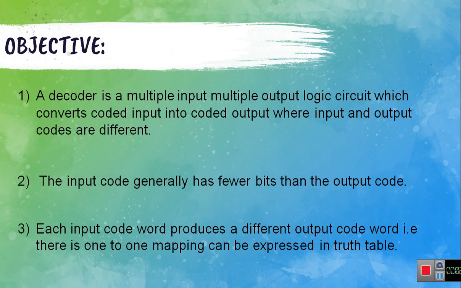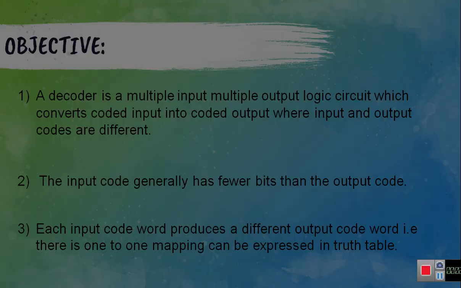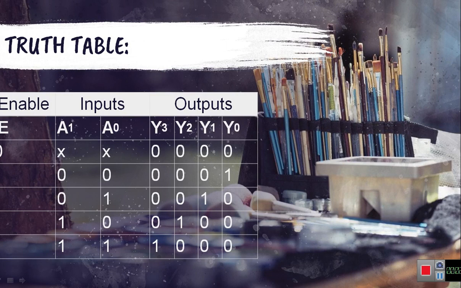And the objective of the decoder is, a decoder is a multiple input, multiple output logic circuit which converts coded input into coded output, where input and output codes are different. The input code generally has fewer bits than the output code. Each input code word produces a different output code word, that is, there is a 1-to-1 mapping, which can be expressed in the truth table. And here is the truth table of the decoder and the circuit design.